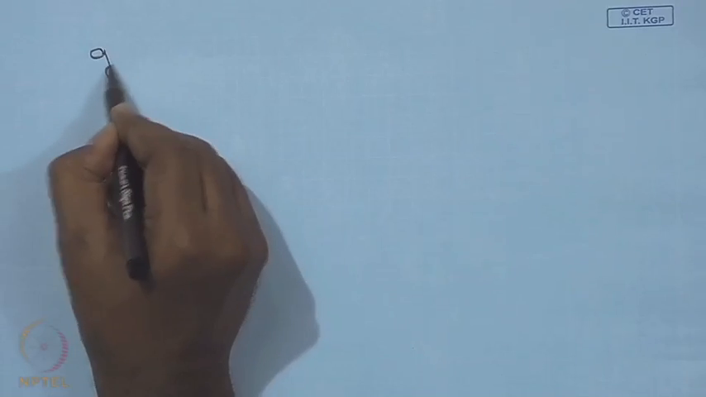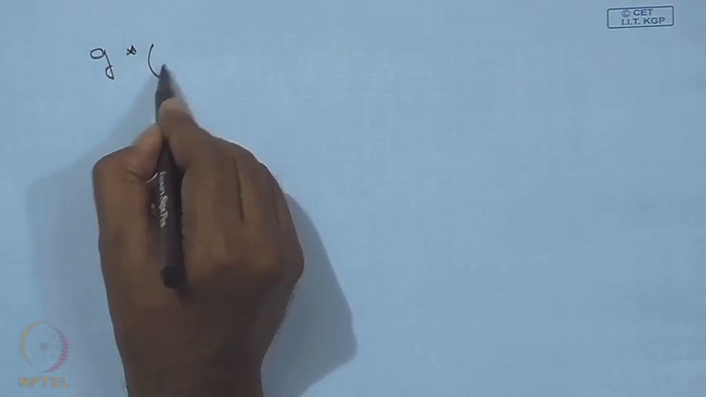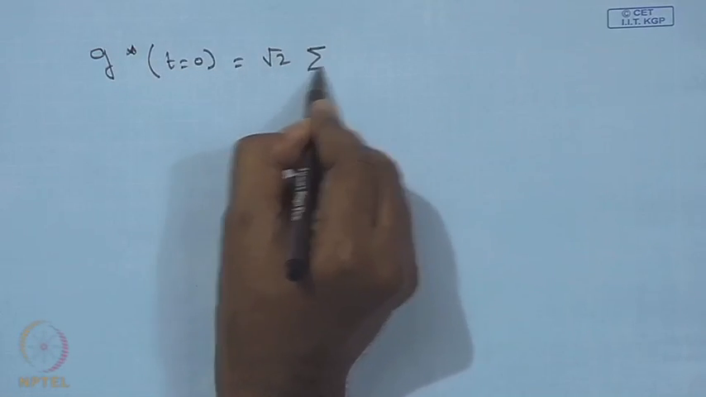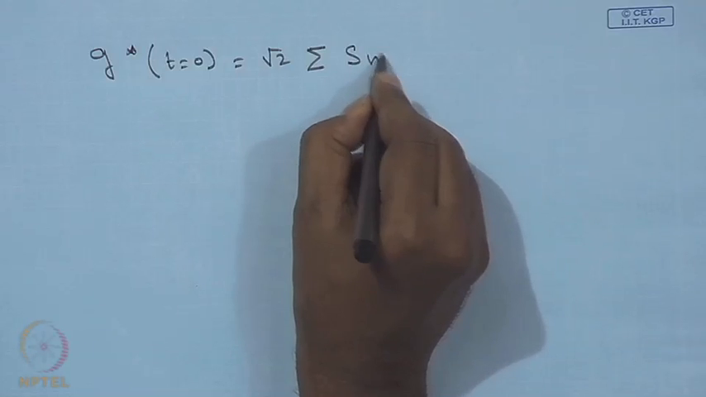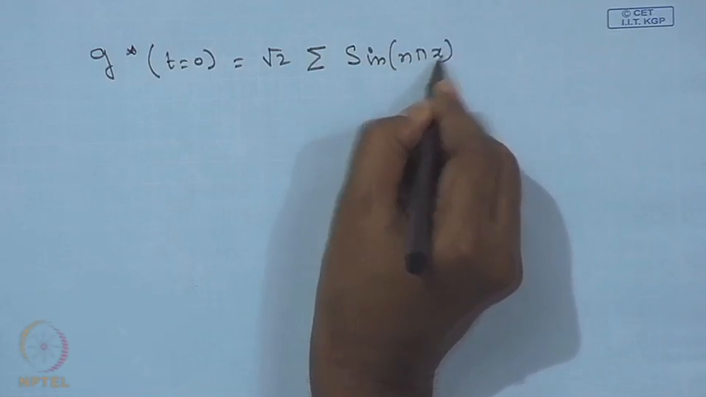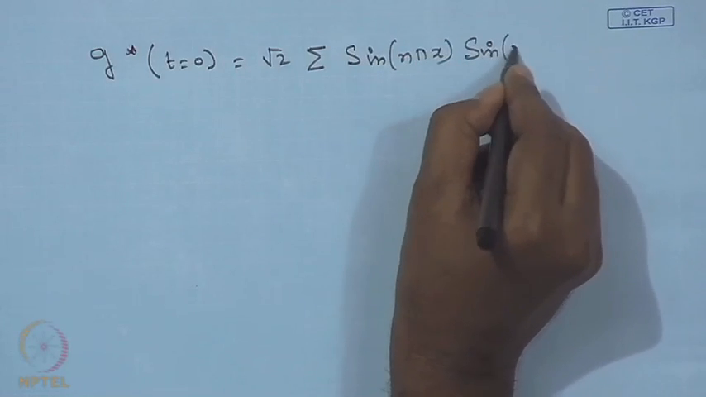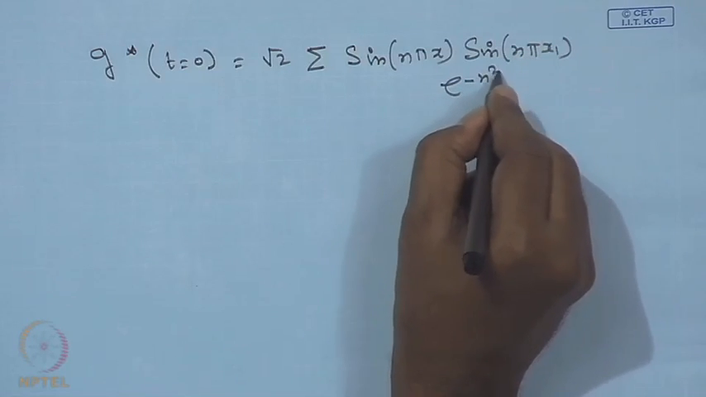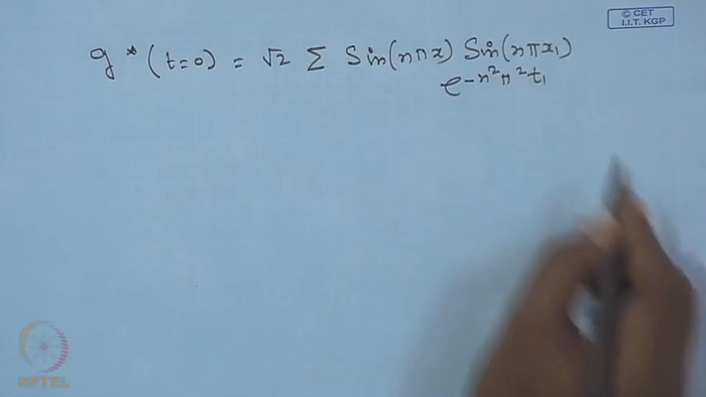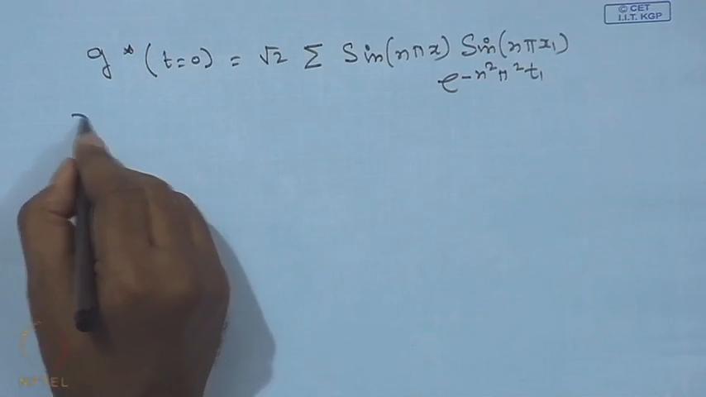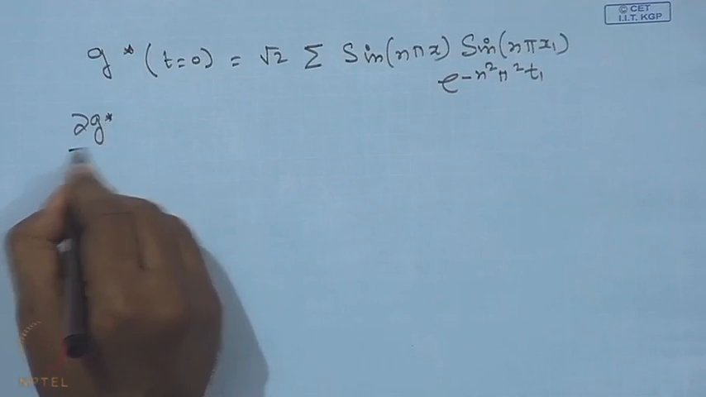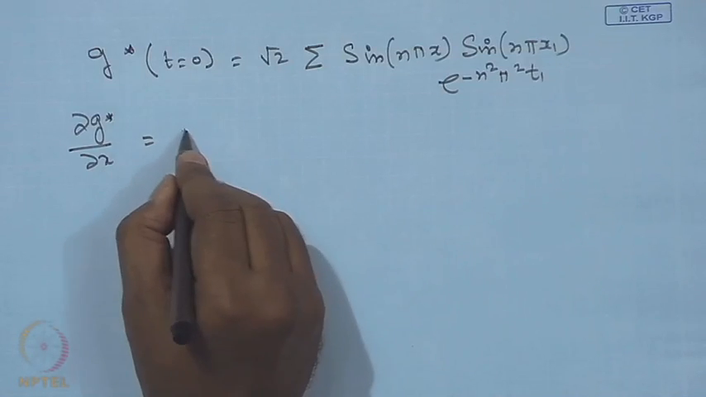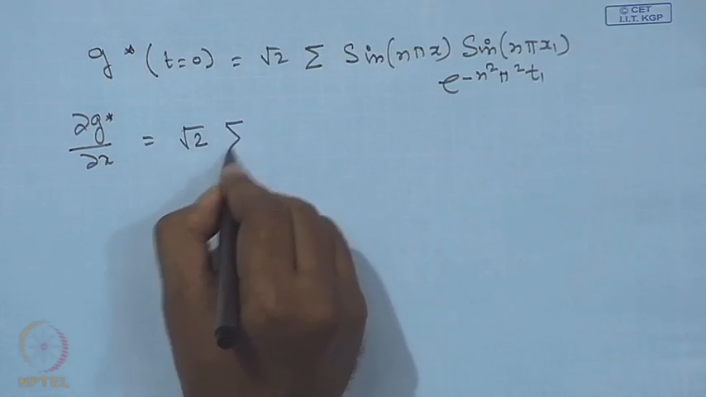So, g star evaluated at t equal to 0 is root over 2 summation sin n pi x1 e to the power minus n square pi square t1. Del g star del x will be nothing but... So, let us first differentiate this one.